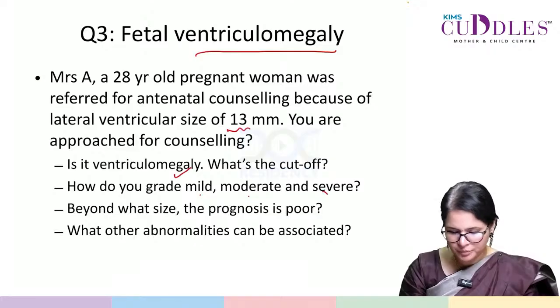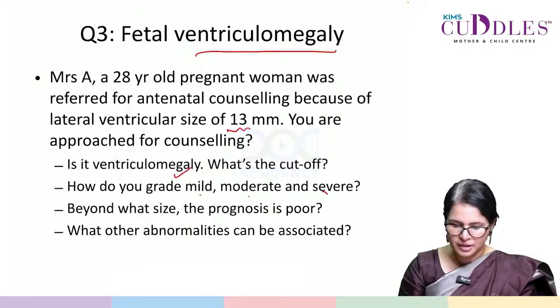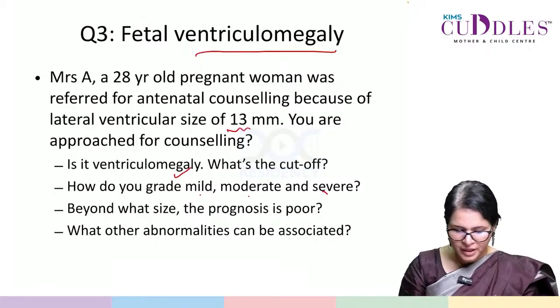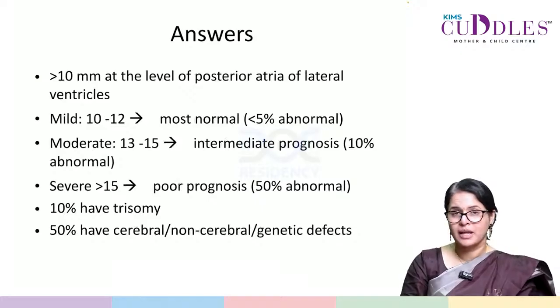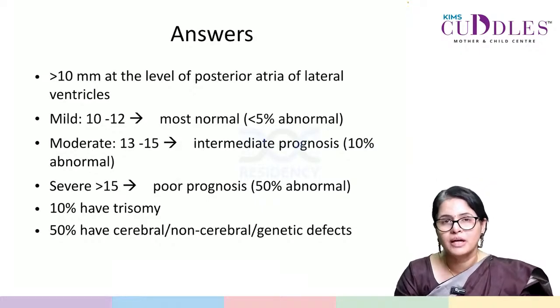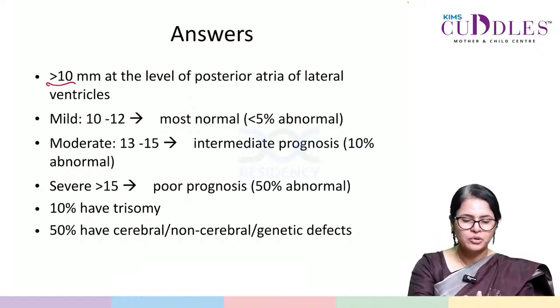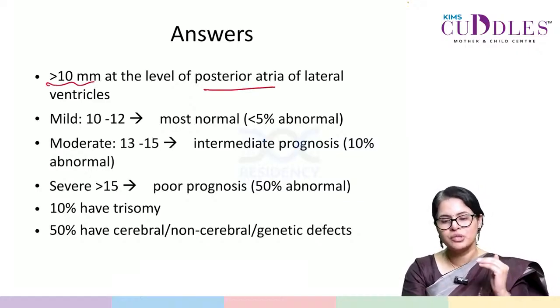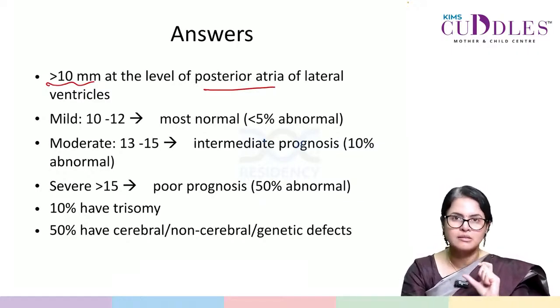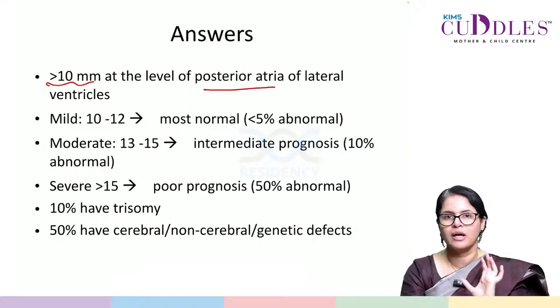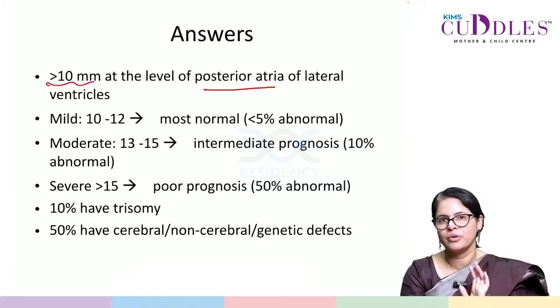Beyond size, what are the parameters that determine whether the prognosis is poor, and what are the other anomalies that can be associated with lateral ventriculomegaly? So this is a very important area for counseling. A lateral ventricular dimension of more than 10 mm at the level of the posterior atria of the lateral ventricles is considered to be lateral ventricular dilatation or enlargement. So the cutoff is 10 mm during fetal life.